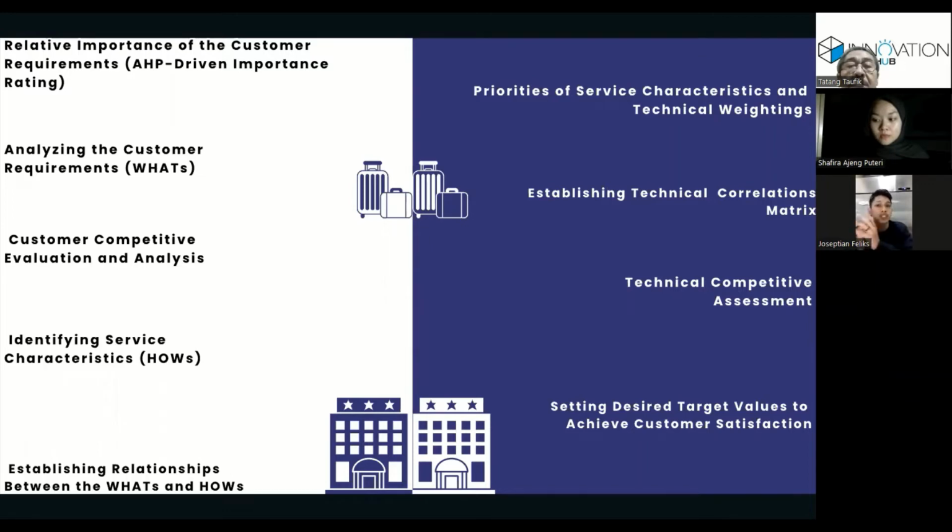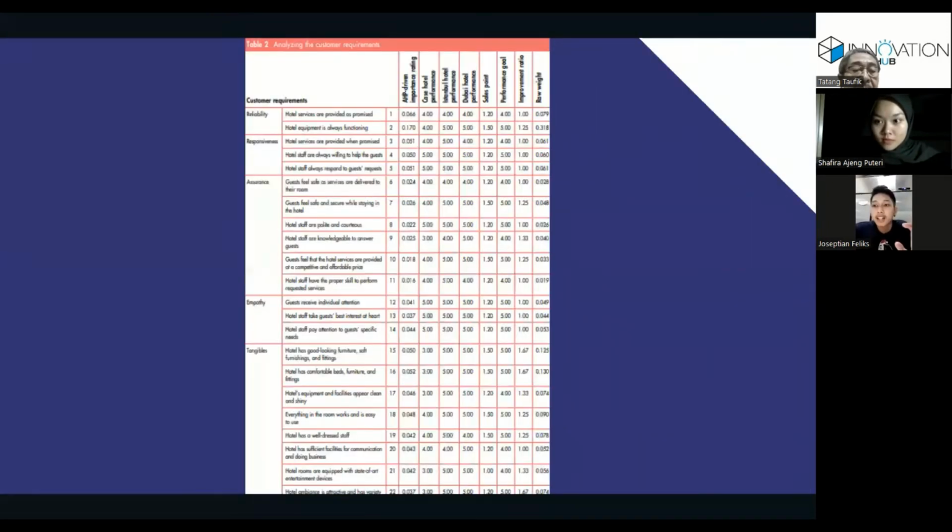The second part is analyzing the customer requirements. According to the budget and hotel leaders' perspectives and strategies, the levels of desired performance goals and sales points were assigned in the performance goals column of table 2. Can you go back to table 2? In table 2, the hotel leaders determine the levels of performance to target for customer needs. Setting performance goals is a crucial strategic step in QFD.